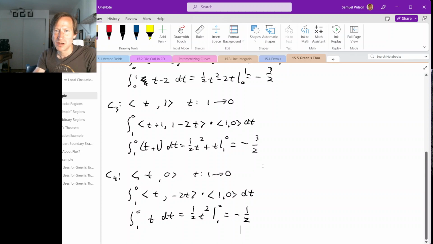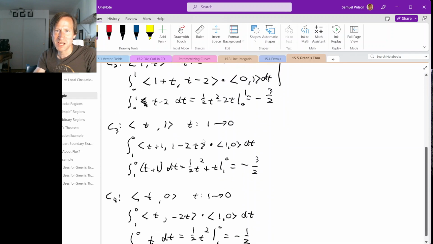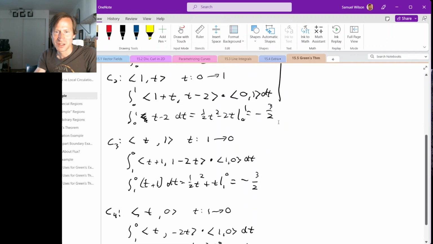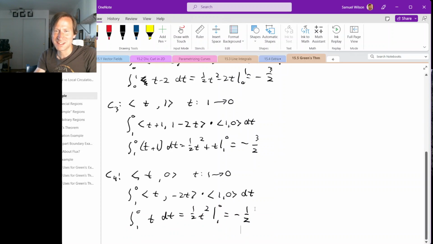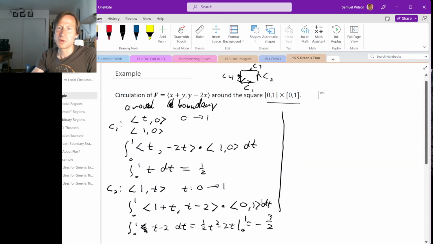So now adding up all of these, we get 1/2 minus 3/2 minus 3/2 minus 1/2, that's going to give us minus 3. So the total is minus 3. Okay. Now remember, the other way we thought we might be able to measure circulation is to do the double integral over the region of the curl of F dA. Fortunately, this region is a square, so we can go from 0 to 1 in the x direction and 0 to 1 in the y direction.